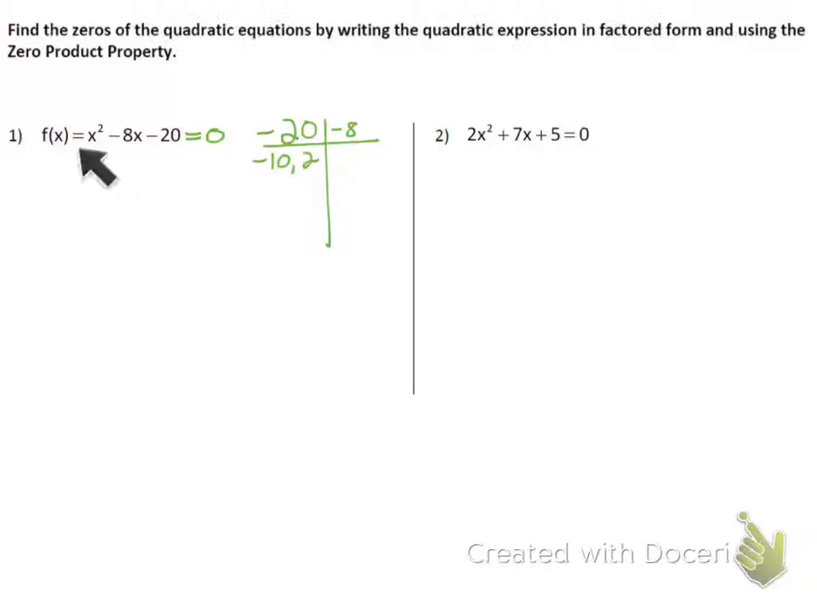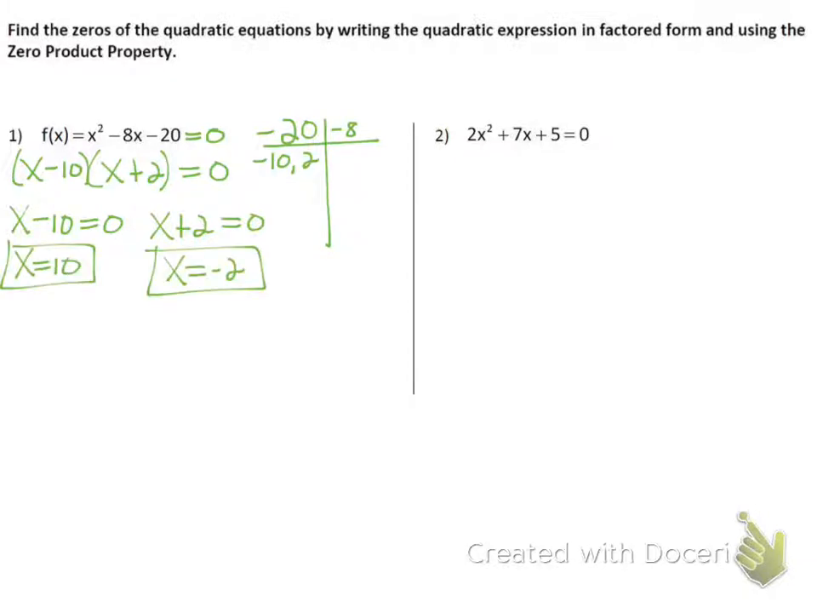I notice that the a value is 1 here, so I'm going to go straight to the shortcut method, because again, I prefer the shortcut method. Using the shortcut method, I get x minus 10 times x plus 2 equals 0. So now that I'm factored, I can split and solve. When I split and solve, I get x minus 10 equals 0 and x plus 2 equals 0. Solving these equations, I get x equals 10 and x equals negative 2.